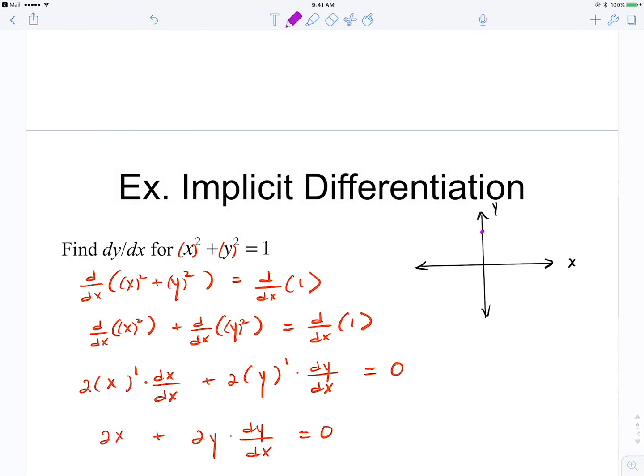Do my best attempt at a circle. Not so good. Oh well.